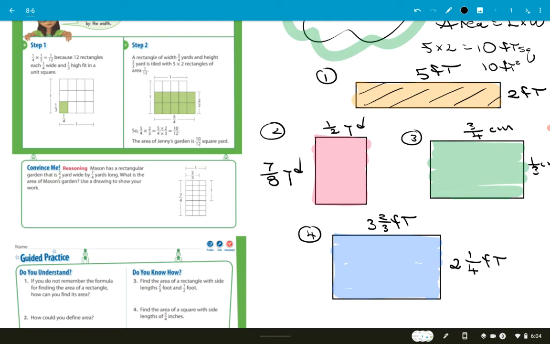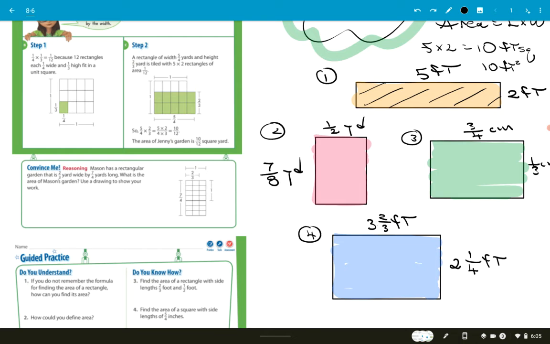That would work also. Now for 2 and 3 and 4, it's done the same way. Just remember that it's going to be the unit of length. In this case, it's yards for number 2, centimeters for number 3, and feet again for number 4. So it's going to be square yards or square centimeters or square feet. You can do 2, 3, and 4 on your own, and we'll see if you can figure those out.